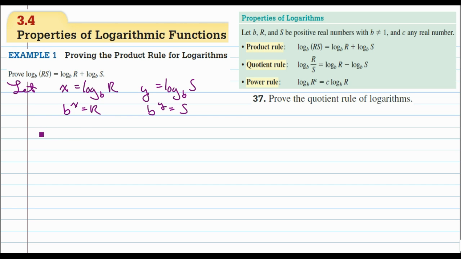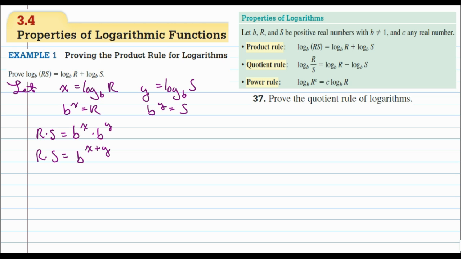And the reason I did that is because I understand exponential properties better than I understand log properties. So let's change these logs into exponential form. Now, if I take r times s, r is b to the x, and s is b to the y. So r times s is b to the x times b to the y. And remember what we said, when we are multiplying by the same base, we add the exponents. So really this right-hand side is b to the x plus y.